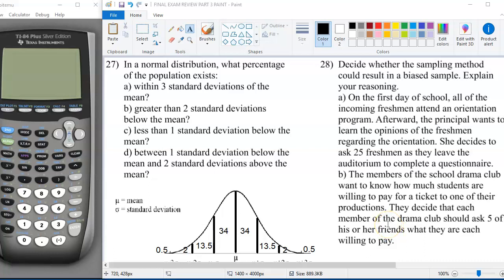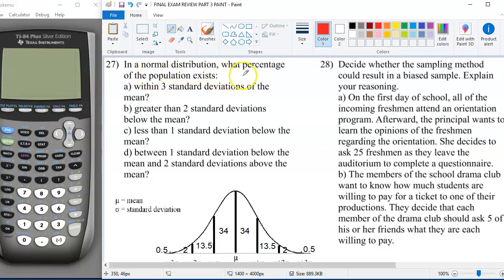Hey everybody, today we are going through the final part of the final exam review. We are going through problems 27 through 40. Right off the bat, if you look at number 27, I have already added in a diagram of how a normal distribution works. So hopefully that will help us get the job done here, starting with 27, and then we will move on to a little bit about surveying and biased and unbiased samples, and we'll just go on from there. So we'll start with 27.